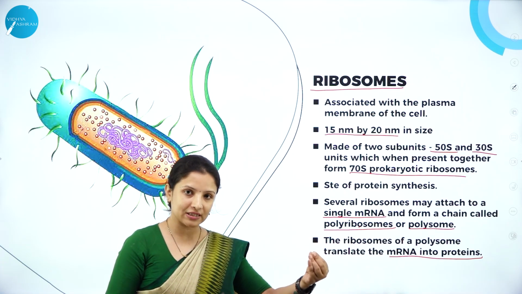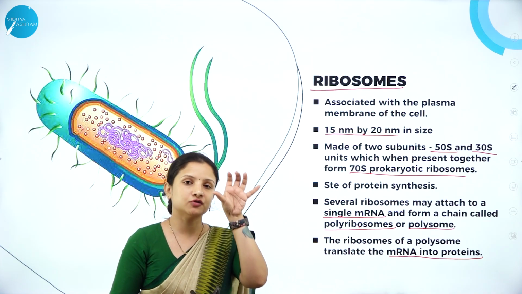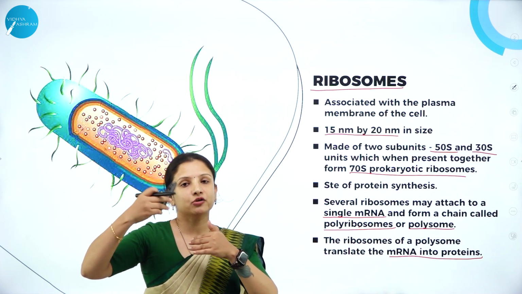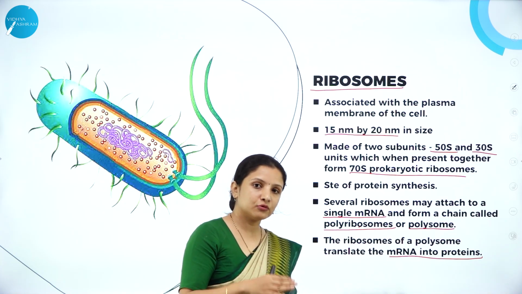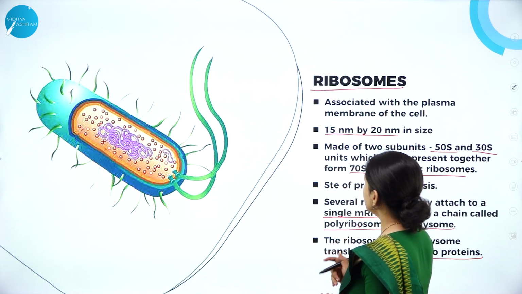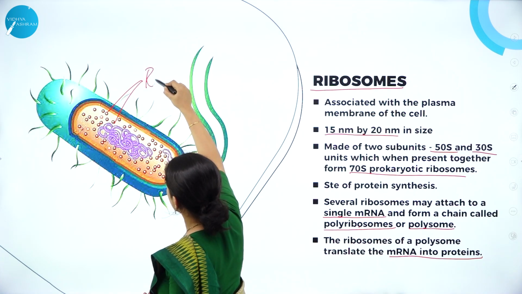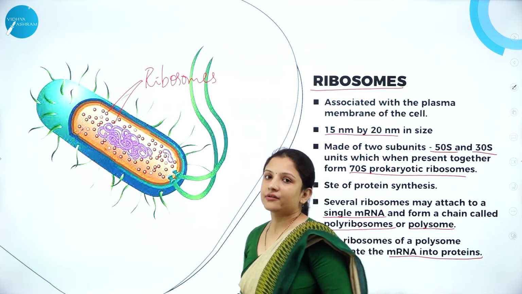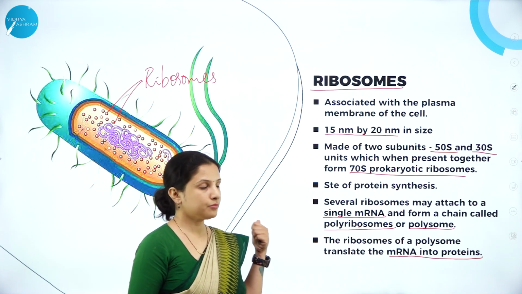How do they help in protein synthesis? They form chains, they go and attach themselves on the mRNA in the form of chains and help the mRNA to translate into proteins. So that is how they help in the synthesis of proteins, and that is their function. So this is about the ribosome. These are small round structures that you can see here. They are the ribosomes. And ribosomes are not covered by any membrane. They are a non-membrane organelle in prokaryotes.